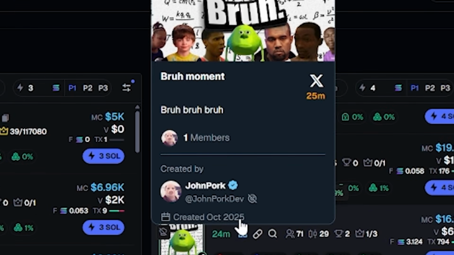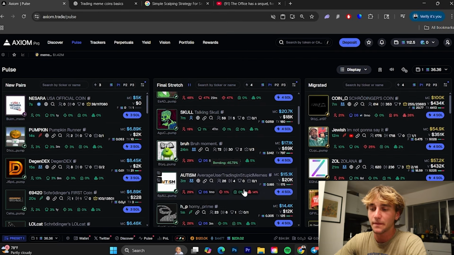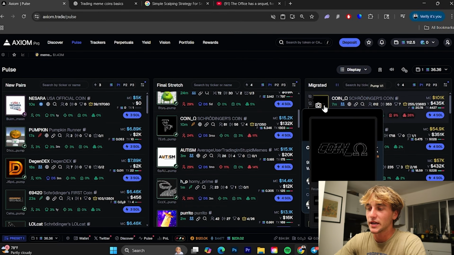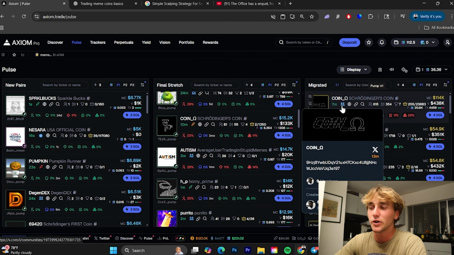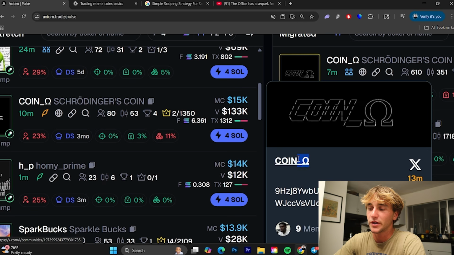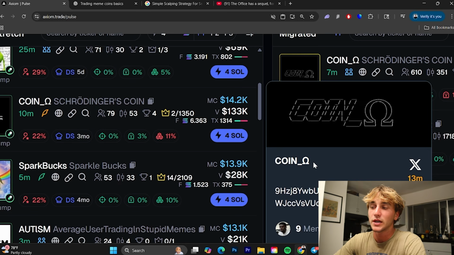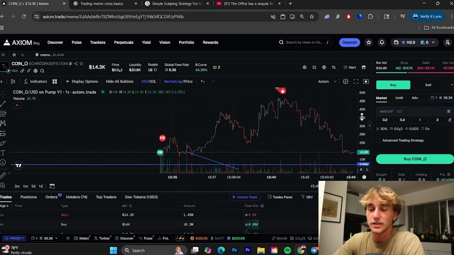So for this example, we have this coin bruh. Honestly, I wouldn't recommend trading coins based off of a meme that someone has made. Bruh isn't that funny, but good coins like this coin with the symbol that just came out are based off of basically lore or news. No one's ever done this coin where it's using this weird emoji or weird symbol.